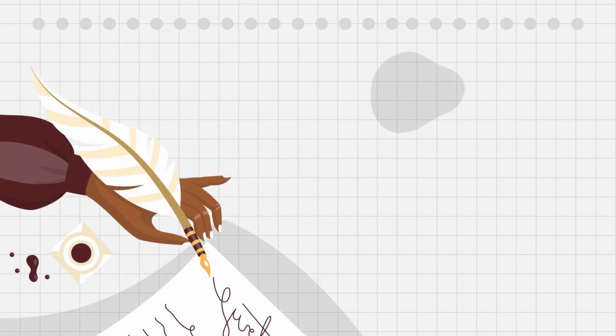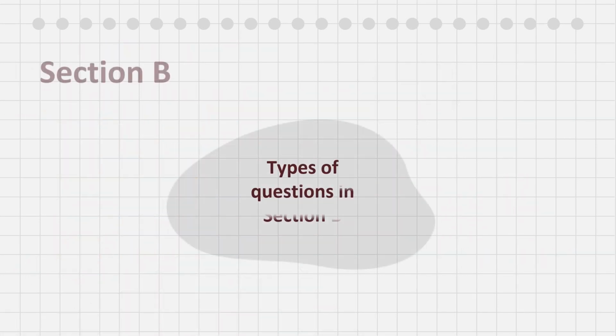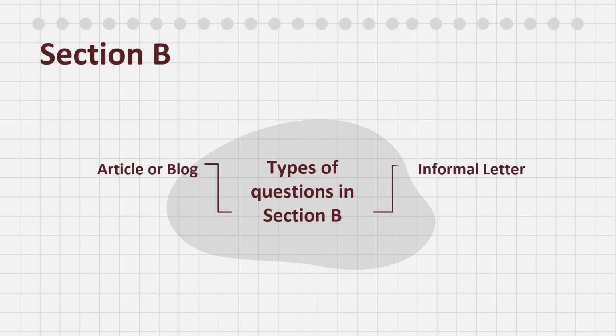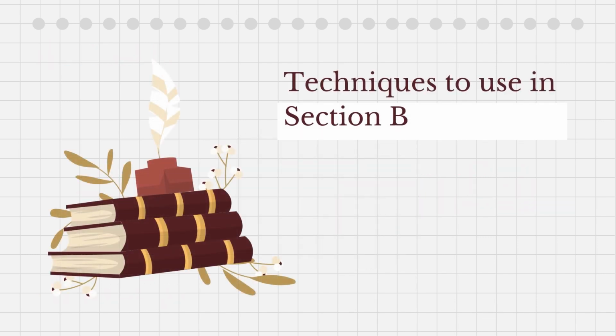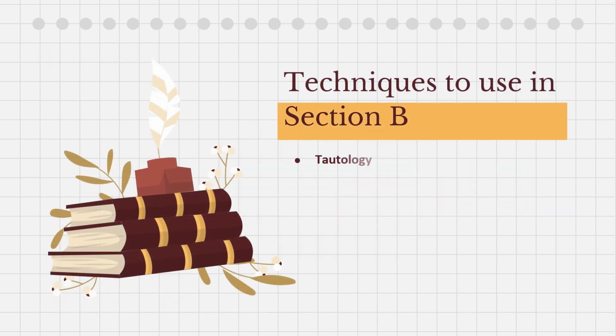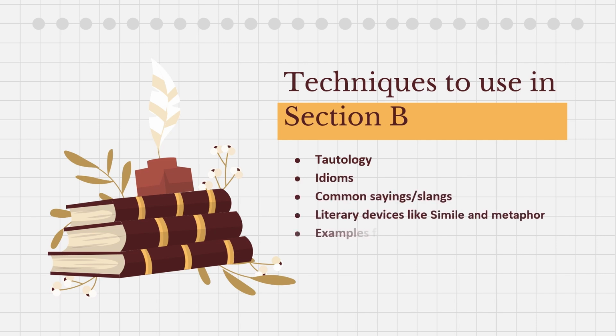Now on to section B, transactional writing. We have article, blog, or website contribution, informal letter, speech, or talk. For transactional writing, while format is important, content is key. We won't dive into the format here, but we will focus on what makes your writing stand out. The techniques you should use are tautology, idioms, common sayings or slang mainly for informal writings, literary devices like simile and metaphor, examples from real life, or relevant examples.